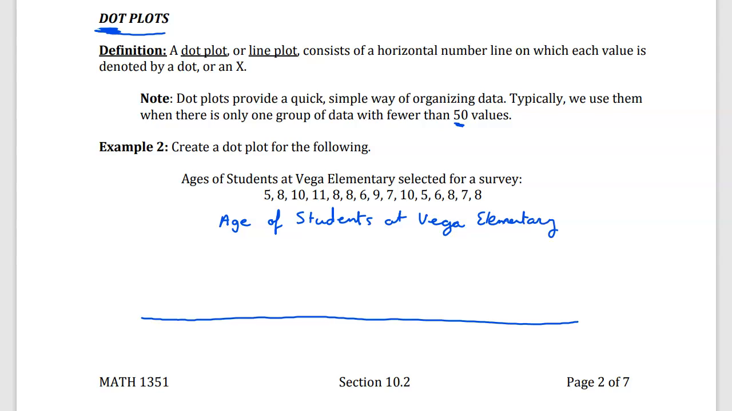Okay, my smallest number looks like it's 5 because we're talking about elementary students. So I'm going to say 5, 6, 7, and I'm going to spread these out a little bit more. So 5, 6, 7, 8, 9, 10, 11. You want to make sure that they're spread out evenly, just like a normal number line. And then I'm going to go through here.